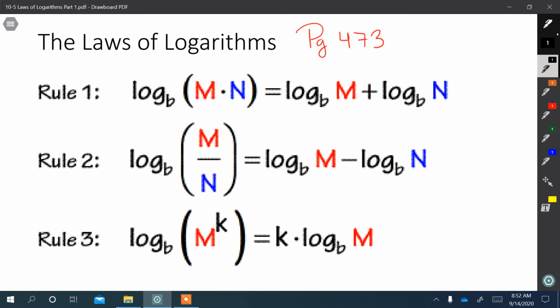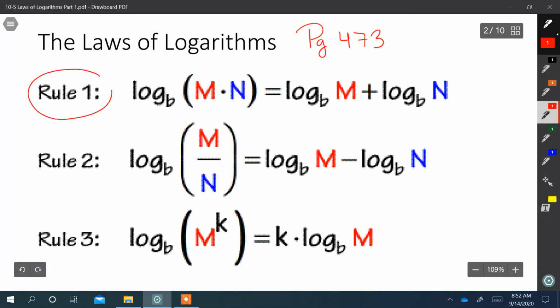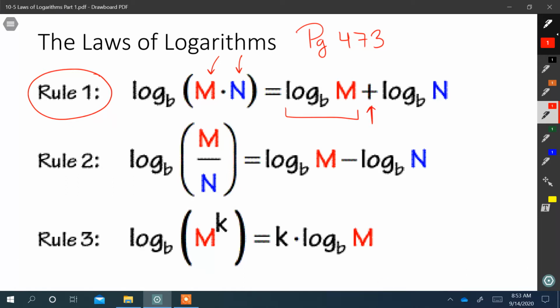So what is this? So we have rule number 1 in here. It says that if I have a logarithm with base b and I have m times n, I could actually break that apart and say log base b m plus, so if I'm multiplying, I would substitute that multiplication with a plus, is equal to that. So as you can see, we were able to break this apart.